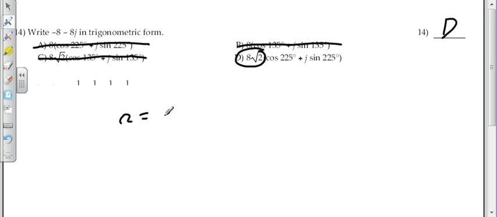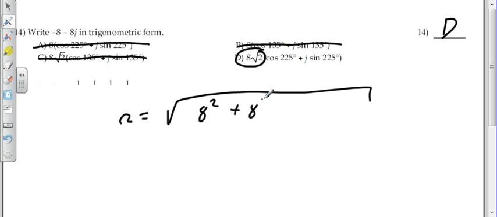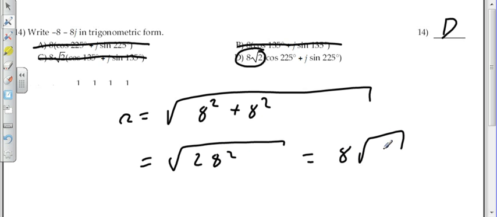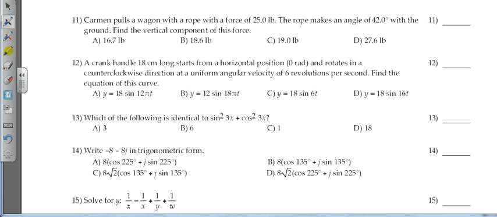So R is going to be the square root of 8 squared plus 8 squared, which is the square root of 2 times 8 squared, which is 8 square root of 2. And so the answer is going to be D. But by just figuring out what quadrant I'm in, negative x, negative y have to be in the third quadrant. That gets rid of 2 of the answers. Again, I have a 50-50 way of getting it right.